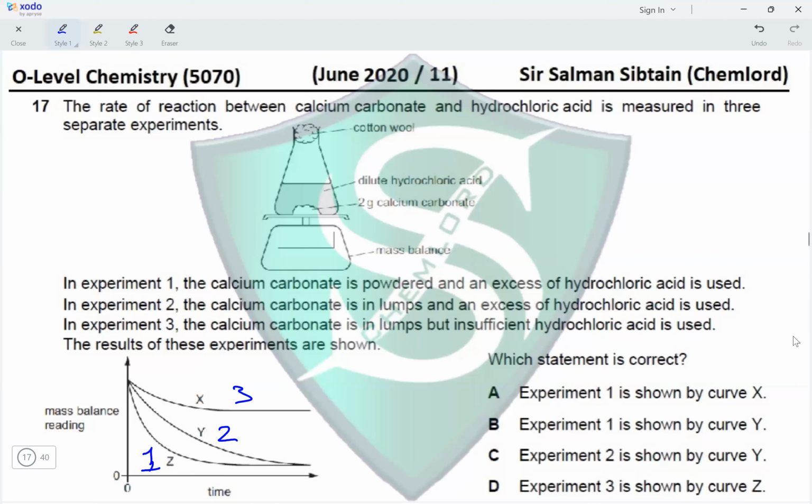So we have identified which curve corresponds to which experiment. Now, which statement is correct? Experiment 1 is shown by curve X? Curve X is for experiment 3. Experiment 1 is shown by curve Y? Curve Y is for experiment 2. Experiment 2 is shown by curve Y? Yes. Experiment 3 is shown by curve Z? No, curve Z is for experiment 1. So this makes C the correct option for this question.